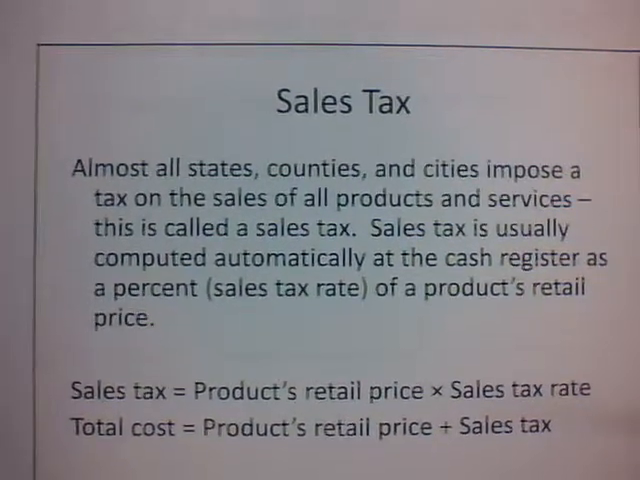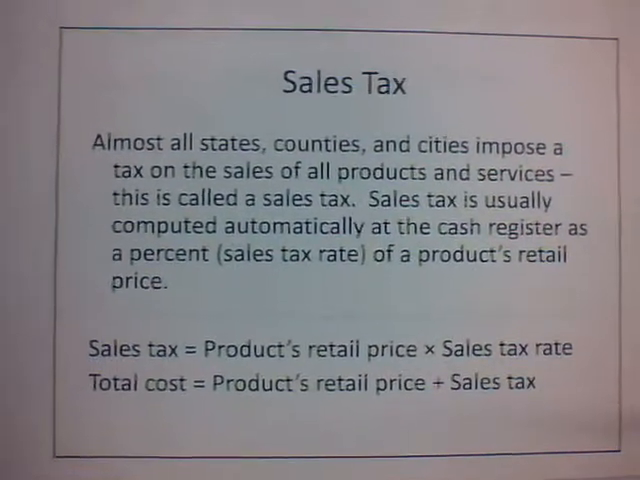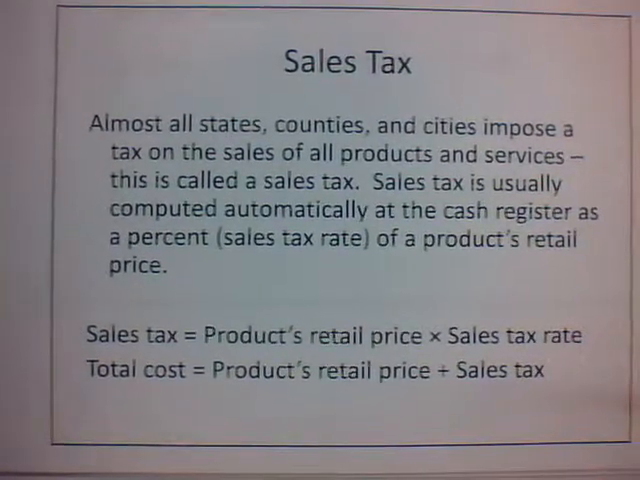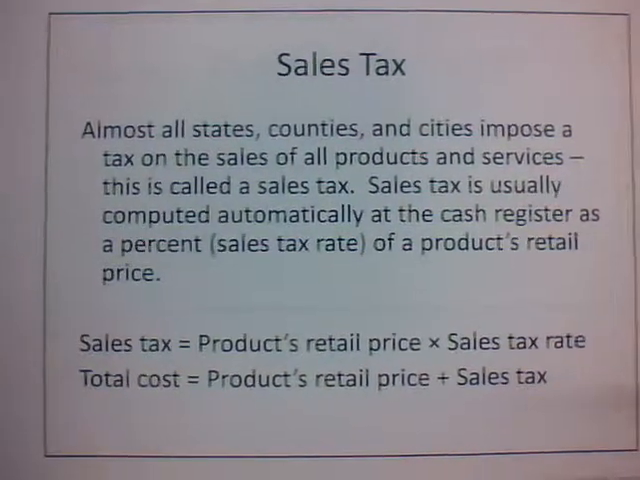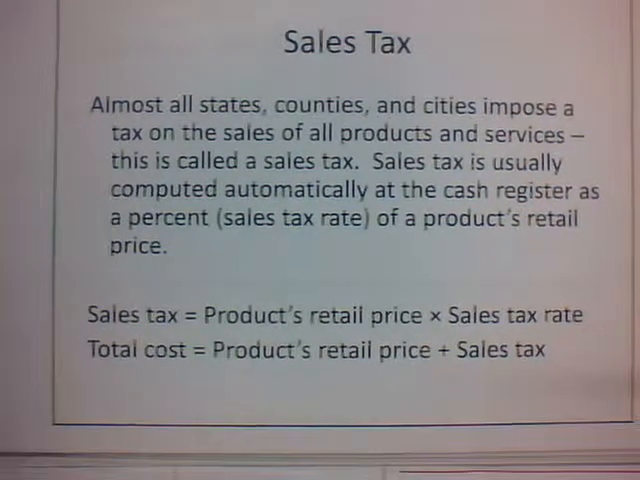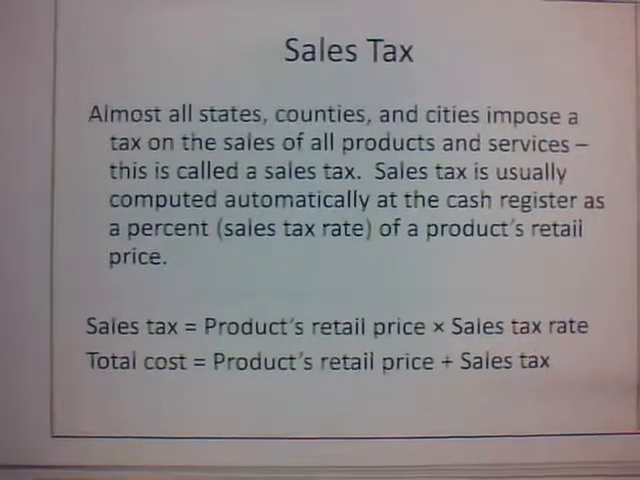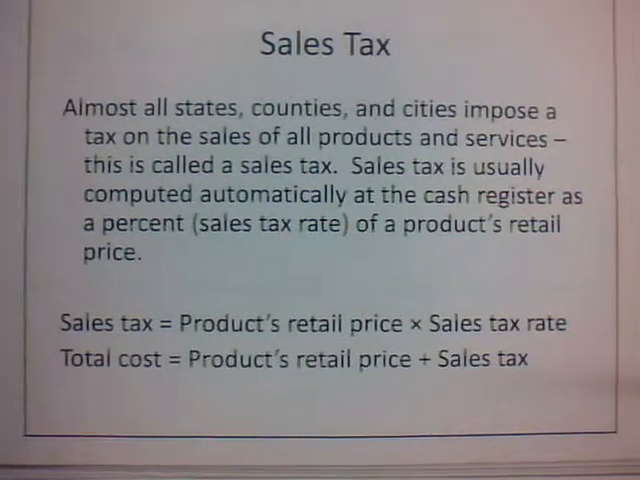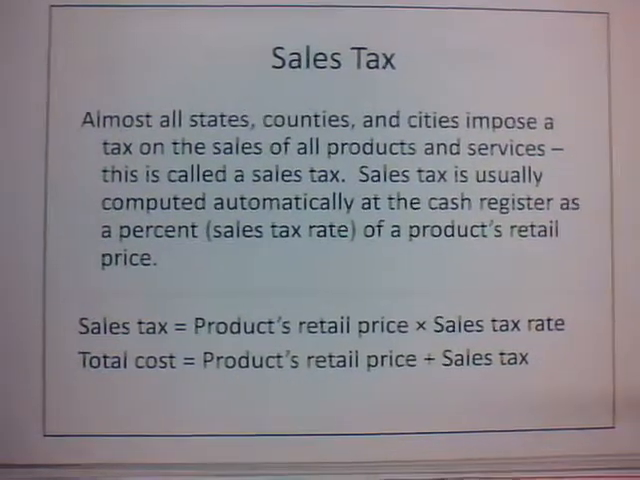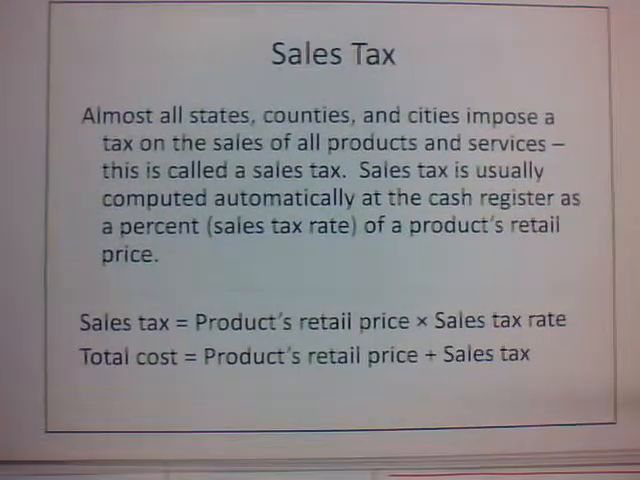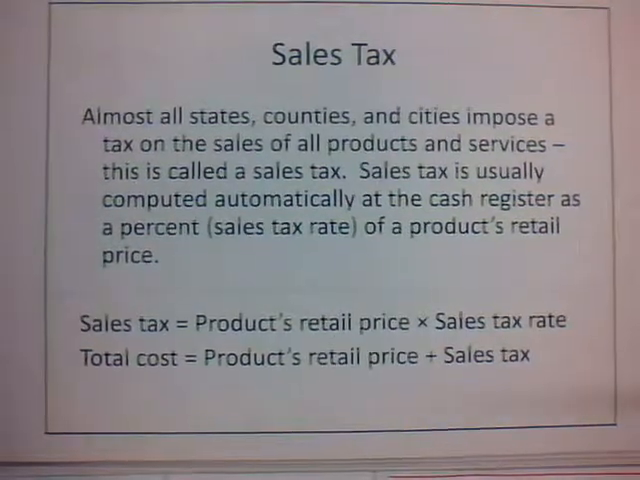And here's the first application for percents, and that's sales tax. Almost all states and counties and cities do impose a tax on the sales of all products and services, and that's called sales tax. It is usually computed automatically at the cash register as a percent of the product's retail price. So if you want to compute the sales tax, you always multiply the product's retail price by the sales tax rate. And always the sales tax rate is going to be in the form of a percent.